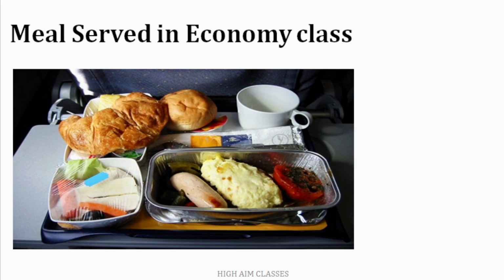Then we see the meal served in economy class. Economy class has a very basic type of food. This is a kind of breakfast which is shown here. So we have plastic cups, disposable napkins, disposable cutlery, and disposable containers for keeping food. So it is provided in the economy class.